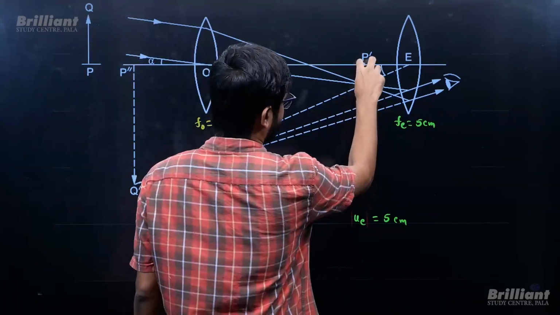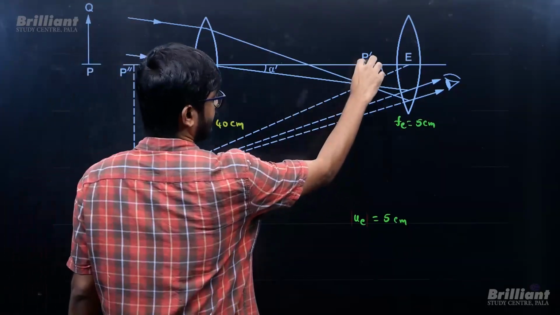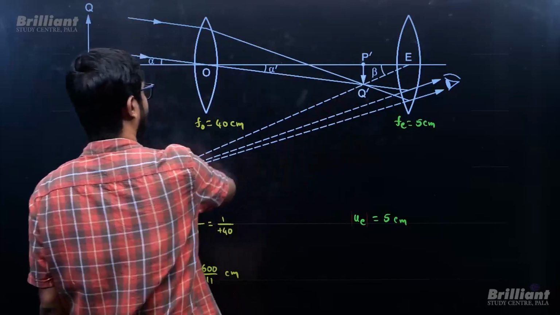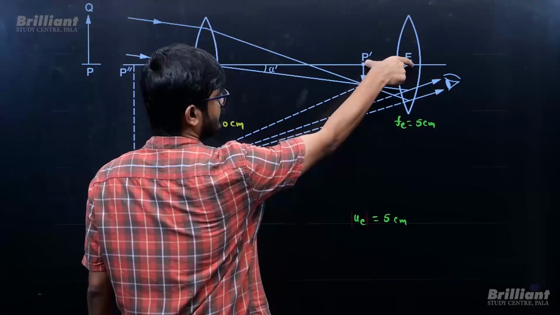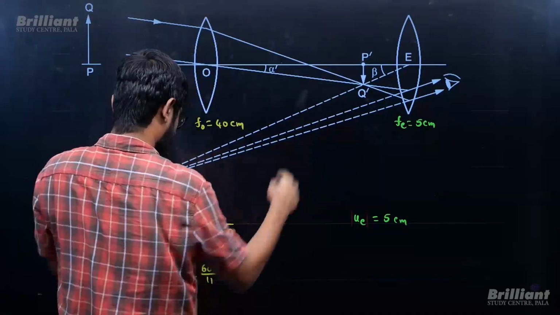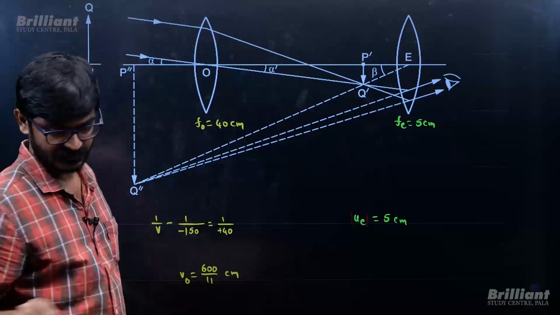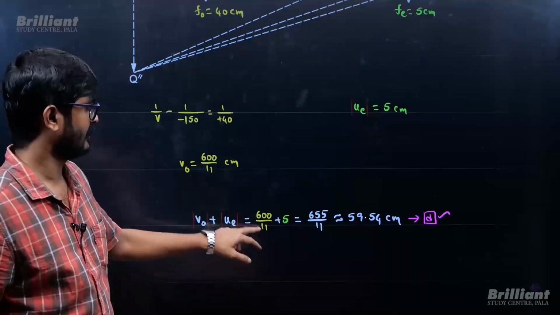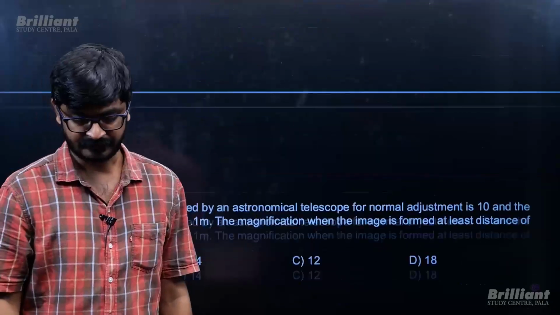But this will act as object for this lens, and this image is forming at infinity. So if this acts as object and the image is forming at infinity, this must be in the focal plane of this lens. That is, this distance is going to be 5. And this distance is 600/11 and this is 5. So what is the distance between the lenses? 600/11 plus 5, which is almost 59.54 centimeter, right?